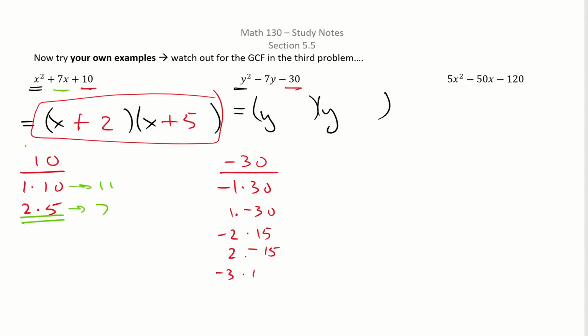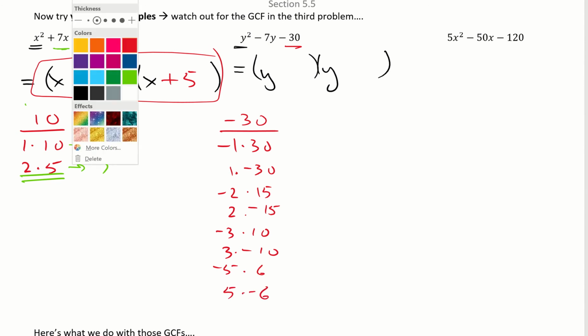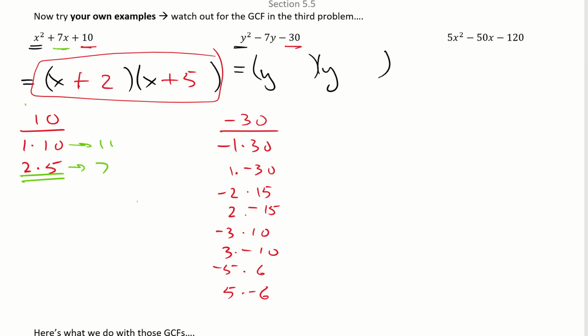Negative 3 times 10. 3 times negative 10. Are you kidding me? Keep going. 4, 5. Negative 5 times 6. And then 5 times negative 6. Okay. Now, of all these, this entire list, if you're exhaustive, you'll have a chance at this. We're looking for the ones that add up to negative 7.